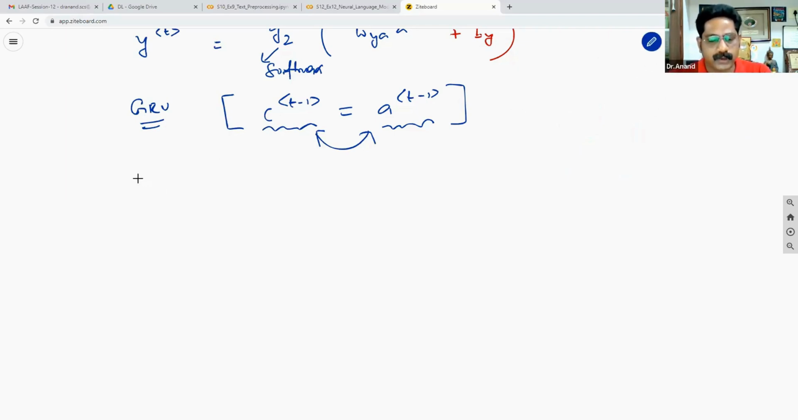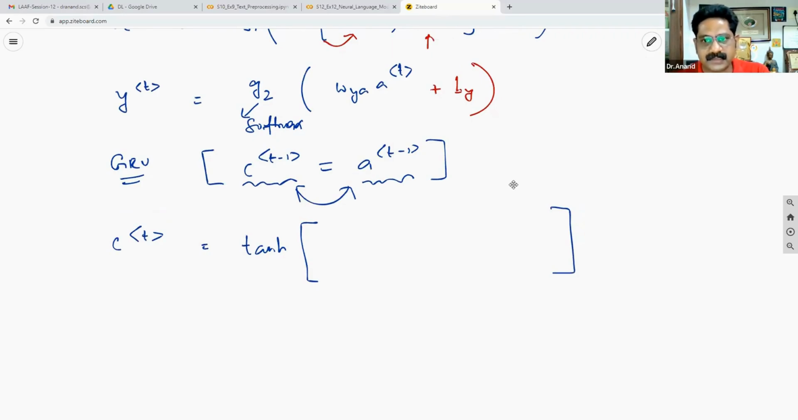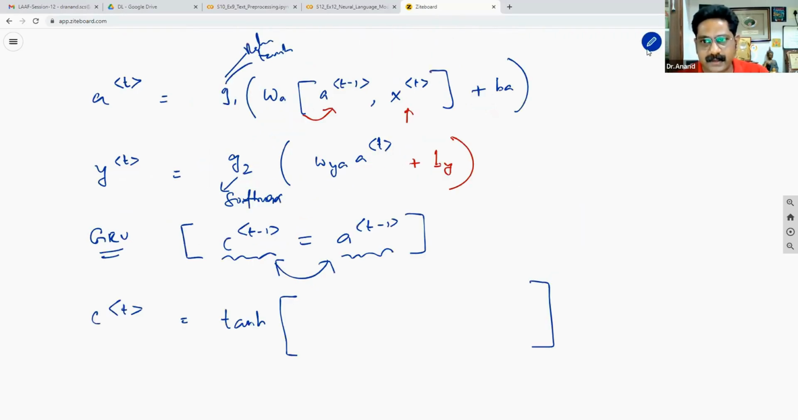Now, in the same manner as how you wrote A T, I'm going to write the C T equation. How to write the C T equation? Tan H. Keep this equation as a reference so that it would be easy. Based on this equation, you can easily write it. Only the notations are different. Here we use W suffix A because you are calculating an A kind of component, but here you are computing a C kind of component. So here the notation goes like this: W suffix C.